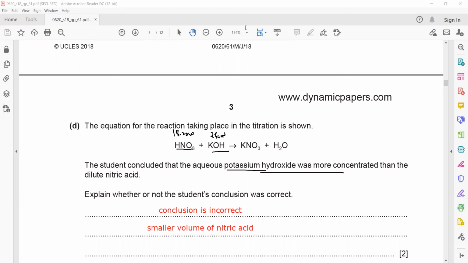As we know, concentration is moles by volume. So the student is wrong, as the volume of nitric acid is less than that of potassium hydroxide for a complete reaction. So when you compare the concentration, both require the same number of moles, but concentration is moles by volume. So if moles are constant, the one which has the smaller volume will have the higher concentration.